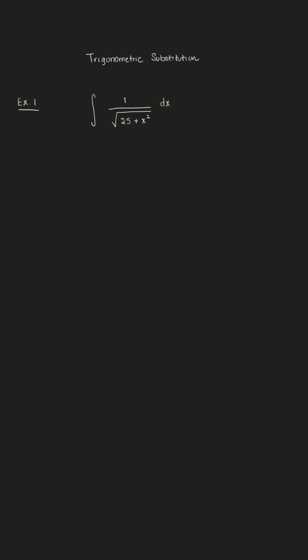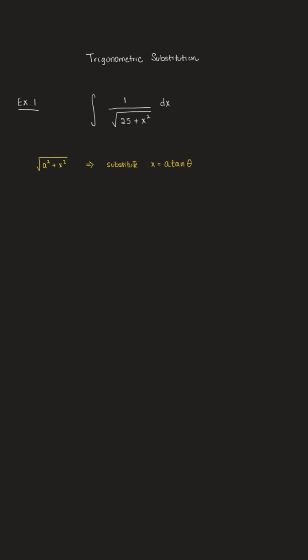Okay, so this is our first example applying trigonometric substitution. And what I want you to pay attention to is the form of the integrand. We have in the denominator the square root of a sum of perfect squares. And so this is consistent with the form that looks as follows. If we have the square root of a squared plus x squared, then we substitute x equals a tangent theta, and we convert the integral to an integral with respect to theta.